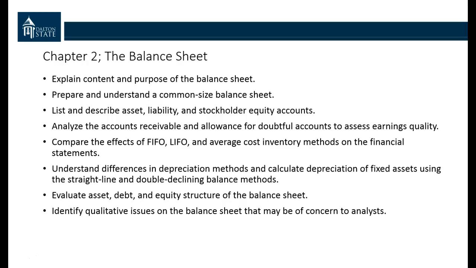Then we get to analyze the accounts receivable and allowance for doubtful accounts to assess earnings quality. This is important in the sense of what do they mean by analyzing it? Well, we're looking for changes. We're looking to see, do the accounts receivable and the allowance for doubtful accounts kind of move together? There's a relationship between those two accounts, or at least there should be. If it's being done in some rational, systematic fashion, then there should be a relationship between those two, and it should be consistent over time.